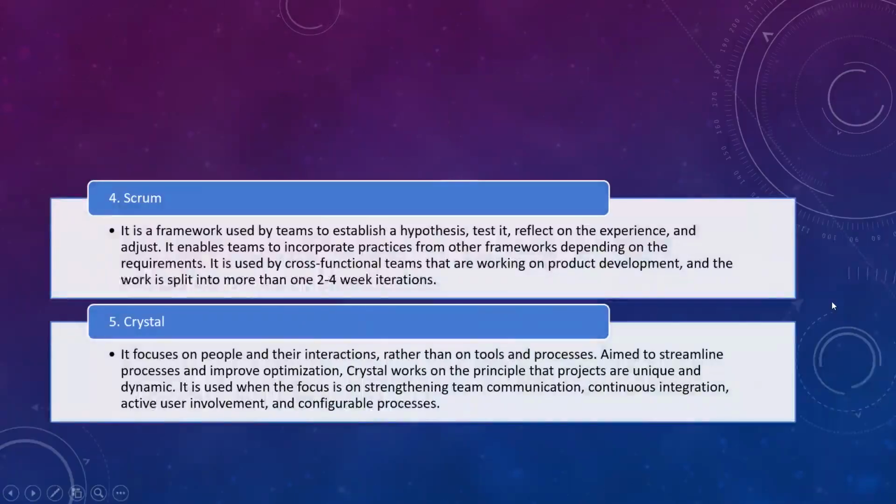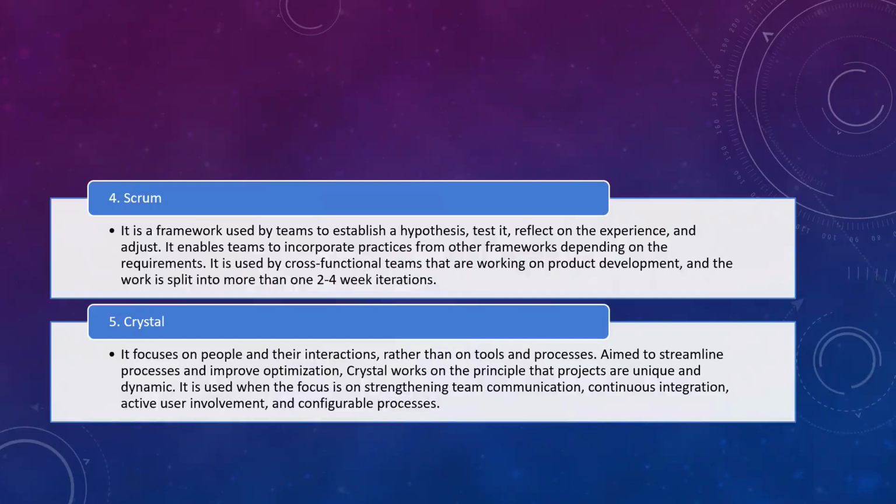Next comes Scrum. It is a framework used by teams to establish a hypothesis, test it, reflect on the experience, and adjust. So it enables teams to incorporate practices from other frameworks, depending on the requirement. Scrum is very defined, and it is appreciated by the market. Most of the companies are going to use Scrum because of its agility. Agility means flexibility and speed. Agility is delivering something fast and taking the risky things and completing them in time.